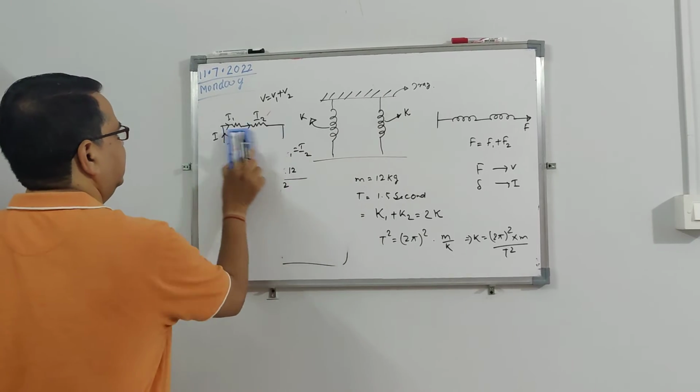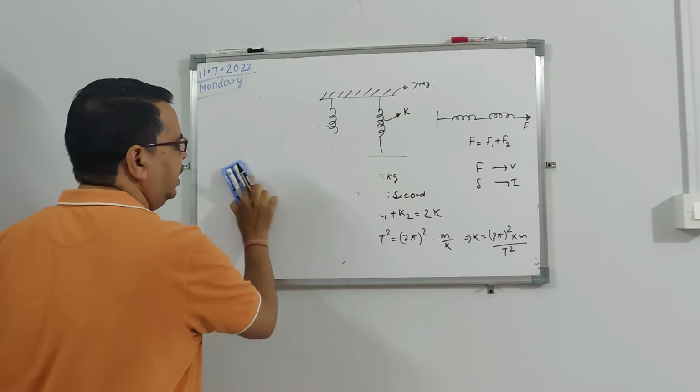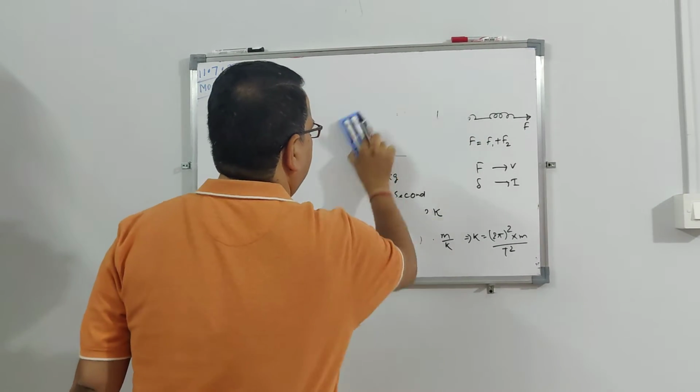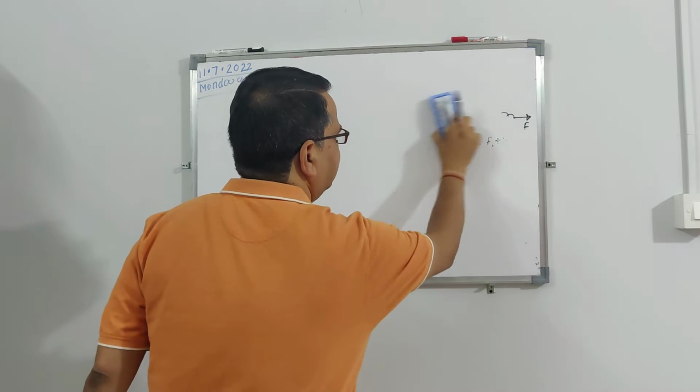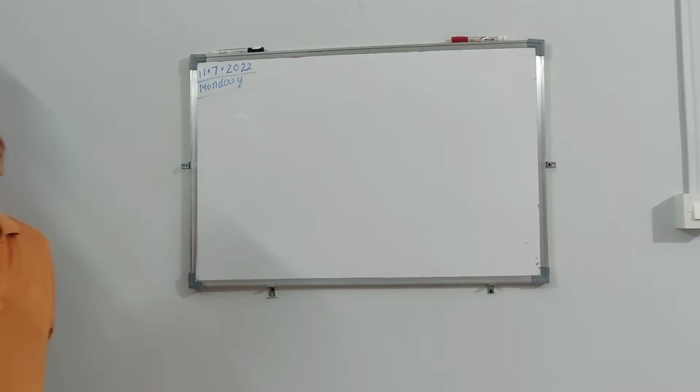So this is one numerical related to the spring mass system, how to find the equivalent spring stiffness. Okay.